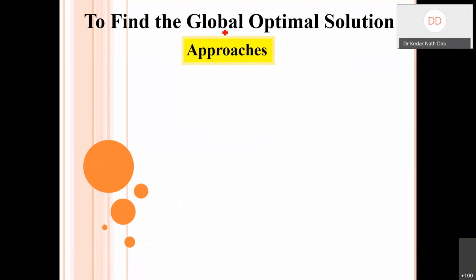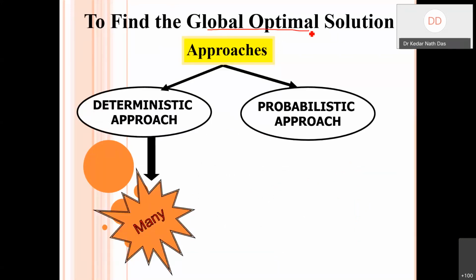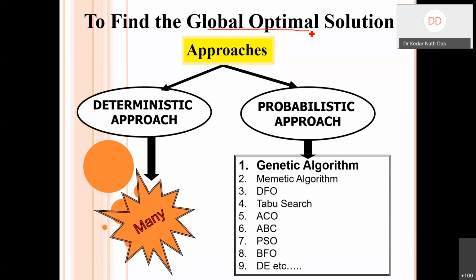To find this global optimal solution, the global maxima and minima, there are two different types of approaches: the deterministic approach and the probabilistic approach. The deterministic approaches include all those techniques which we read in the books, the traditional methods. But in probabilistic approaches, there are endless, quite a large number of optimization techniques yet developed, like genetic algorithm, memetic algorithm, Drosophila food search optimization, tabu search optimization, ant colony optimization, artificial bee colony optimization, particle swarm optimization, bacterial foraging optimization, differential evolution, etc. So many more are there.